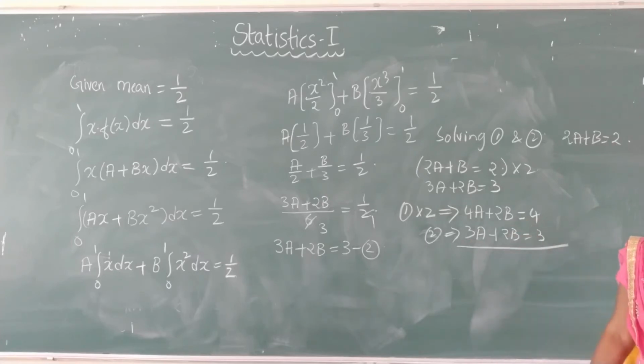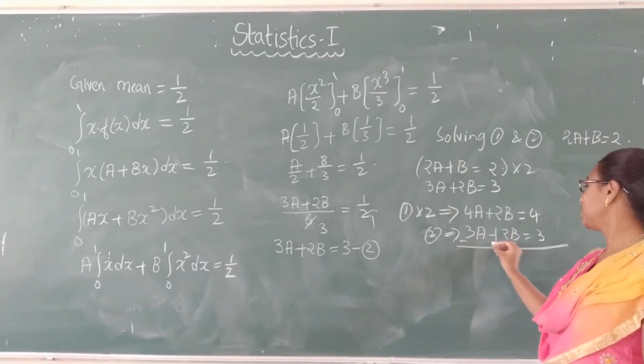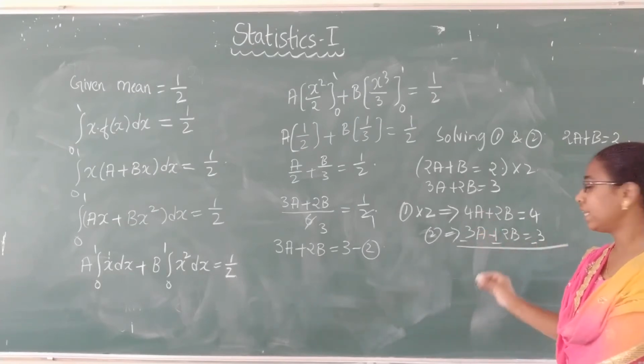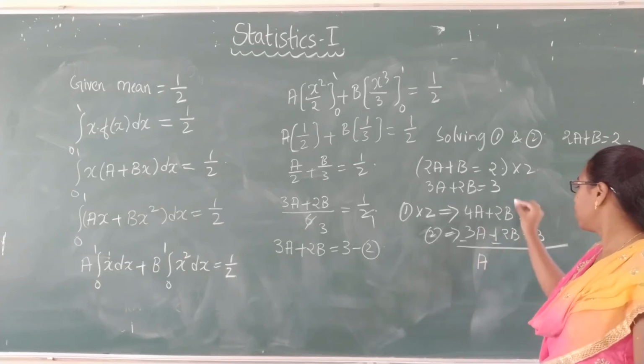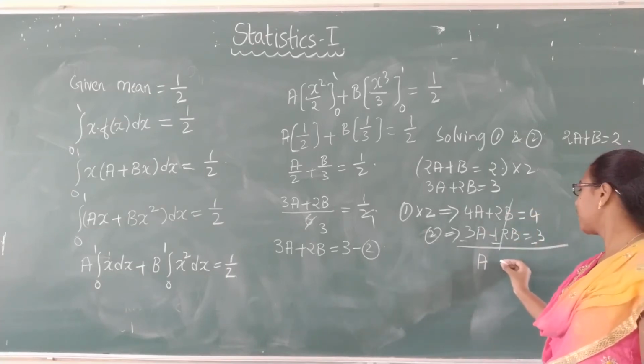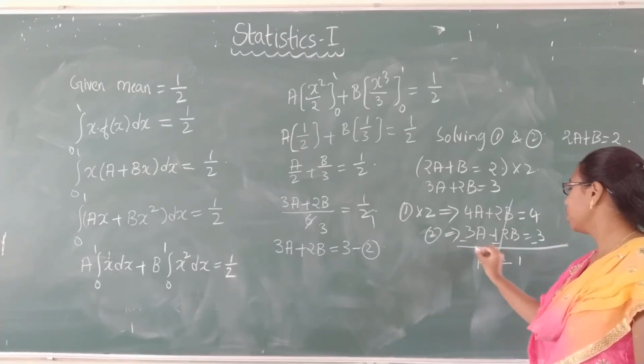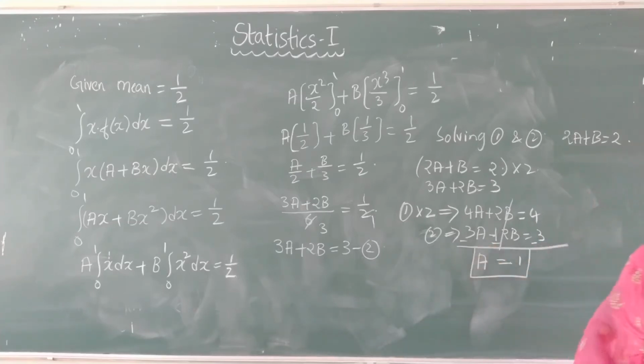Both are of the same sign, so I am doing the subtraction. The subtraction means the signs will be changing. So 4a minus 3a is a. Here 2b minus 2b gets cancelled. a equals 4 minus 3, which is 1. So we got the required a value.